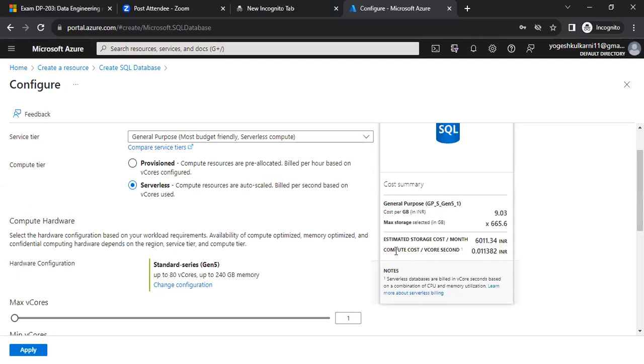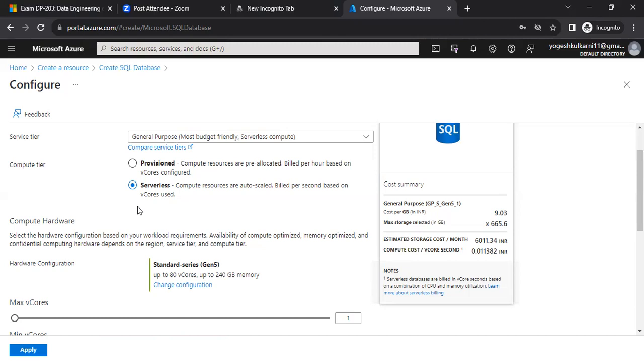In some cases, compute cost will come into play. Various types of cost models are designed by Microsoft, so depending on usage, the cost will vary. This one is serverless, and this is provisioned. The serverless cost is very low compared to almost 30,000 INR versus 6,000 INR. So what's the difference between the two?